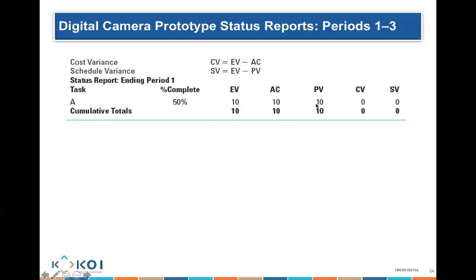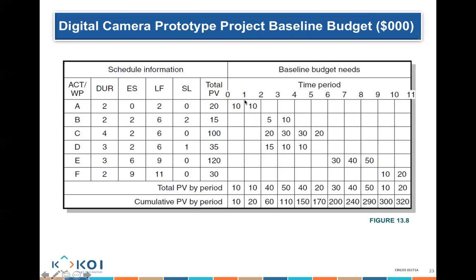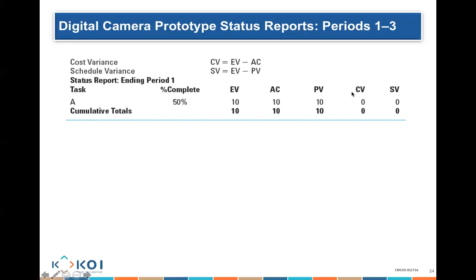How much was I planned to actually do? Well, it was $10 planned to be doing. So when you calculate the cost variance, earned value 10 minus actual cost 10 is 0. Earned value for the schedule variance, 10 minus planned 10 equals 0. So what does this tell me? It says I am on time, schedule variance. For the cost, I am on budget.